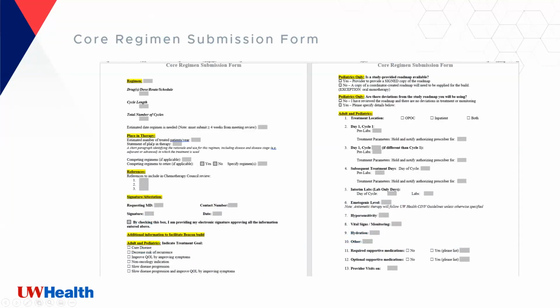We do ask for a place in therapy and an estimated number of treated patients per year, so we can do the kind of financial review, what effect it'll have on the institution. We also ask which references you'd like us to consider. And if you have information to facilitate the beacon build, this part is filled out. The rest of it is done through drug policy and Jason, who work together to come up with a kind of longer submission for the chemotherapy council for these core regimens. They're taken to monthly meetings and voted on there. The submission, once drug policy and Jason work on it, does go back to the DOT so that we can make any edits or changes that they want us to make.